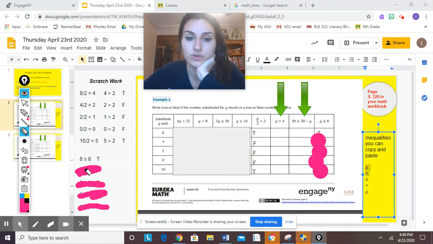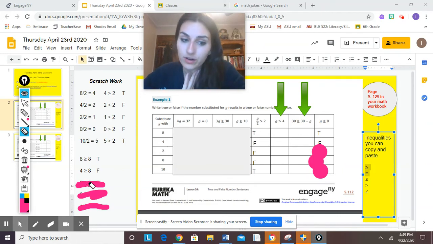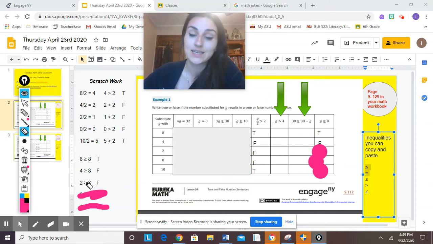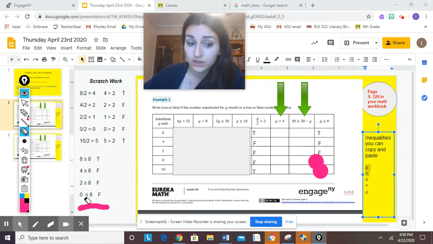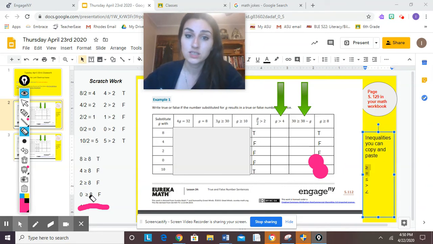All right, on to the next one. If I plug in 4 for G, is 4 greater than or equal to 8? No, it is neither greater than nor equal to 8. So that is false. Next one, if I plug in 2, is 2 greater than or equal to 8? No. 2 is less than 8, and it is not equal to 8. So that is false. Next one. We have 0. Is 0 greater than or equal to 8? No, it is not. So that is another false statement.